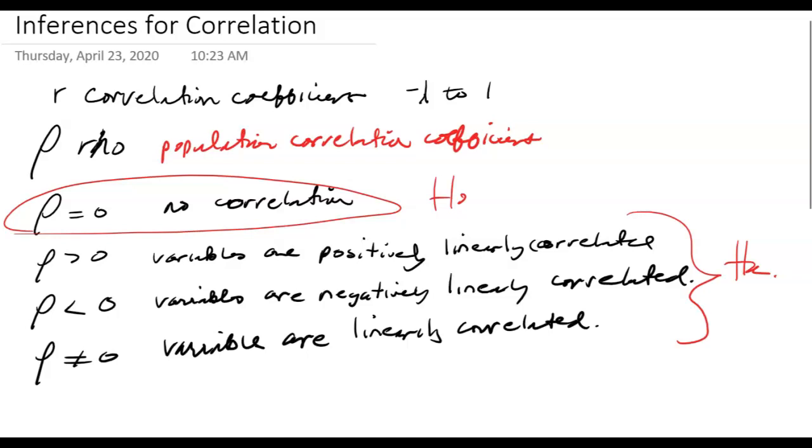So in this case, if you see the words positively linearly correlated, you're going to use greater than 0. If you see the words negatively linearly correlated, you're going to use less than 0 for your alternative. And if you don't see either of those words, you just see linearly correlated with no negative or positive, meaning no direction to go in, you're just going to simply write not equal to.